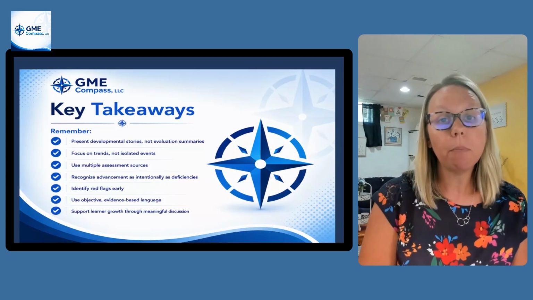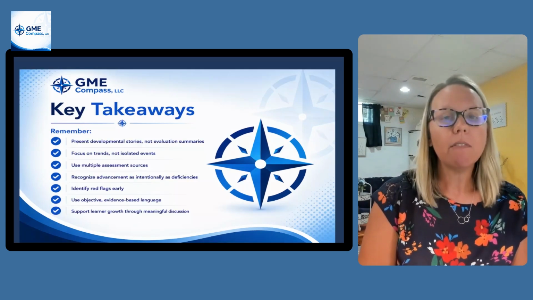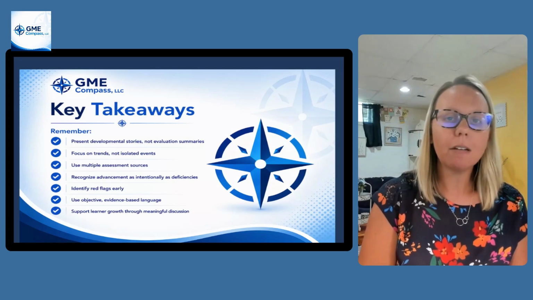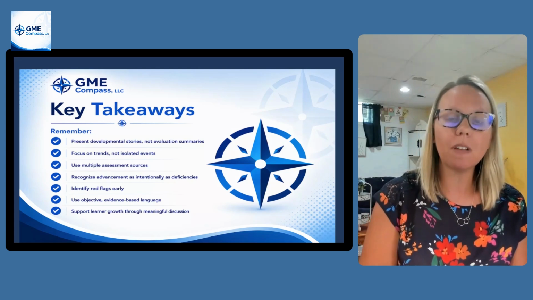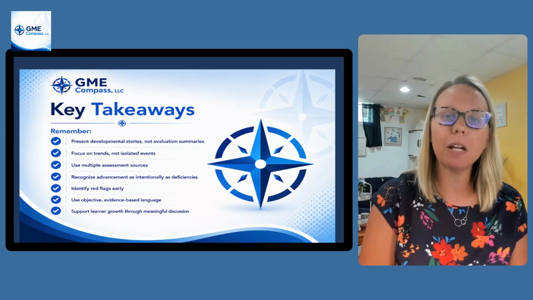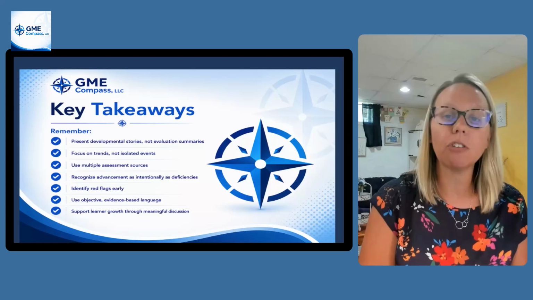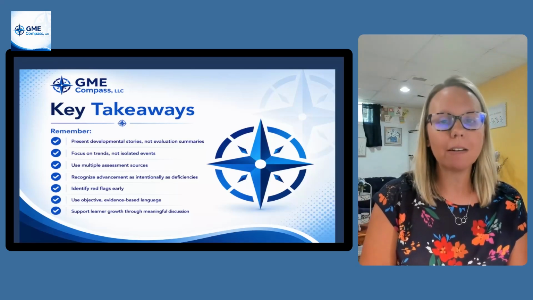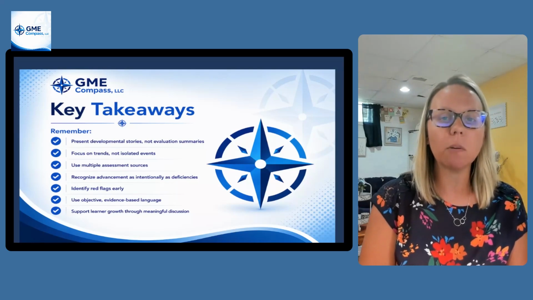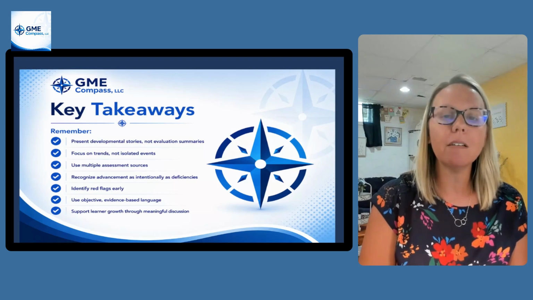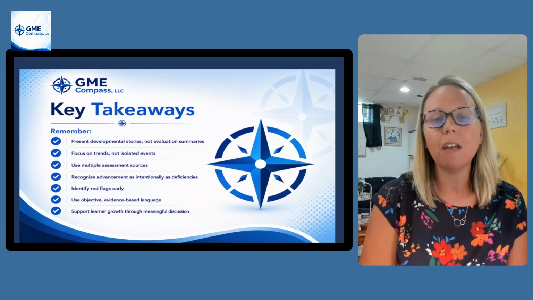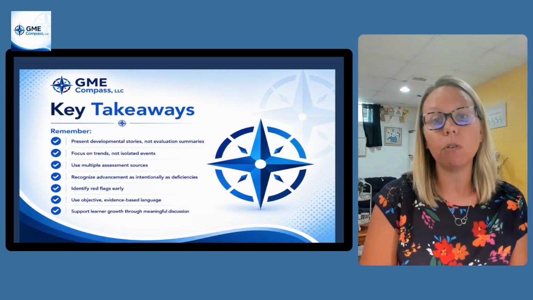And as we wrap up, remember these key principles. Present developmental stories, not evaluation summaries. Focus on trends, not isolated events. Use multiple assessment sources and recognize advancement as intentionally as you recognize your deficiencies. Identify red flags early on. Use objective, evidence-based language and support learner growth through meaningful committee discussion. These practices help to transform your CCC meetings from compliance exercises into very powerful developmental conversations.